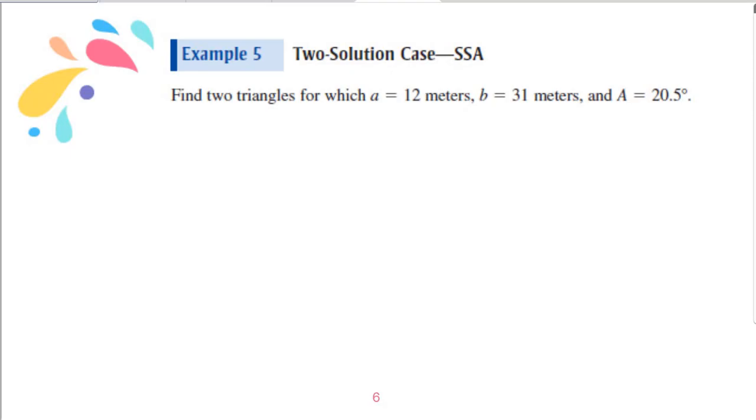So again, what might be helpful to do? Draw a pretty picture. So I'm given big A is 20.5, little a is 12, and little b is 31. What are we going to have to start by solving for again?